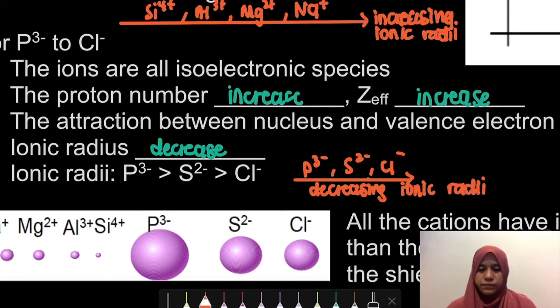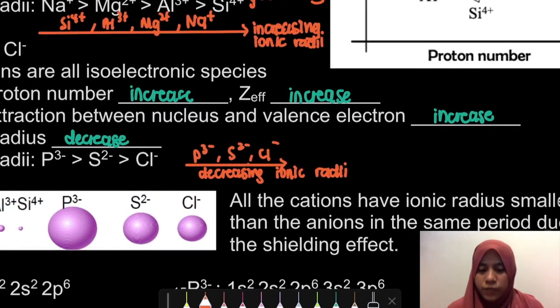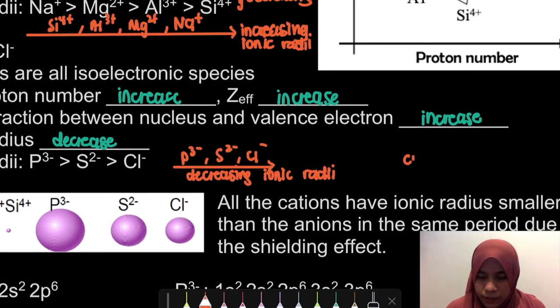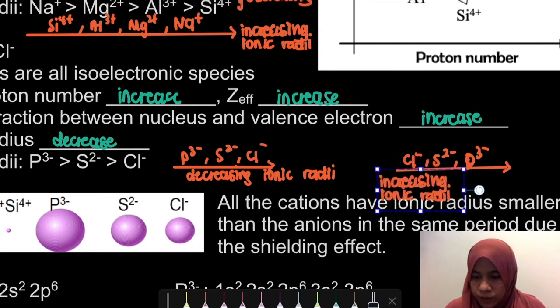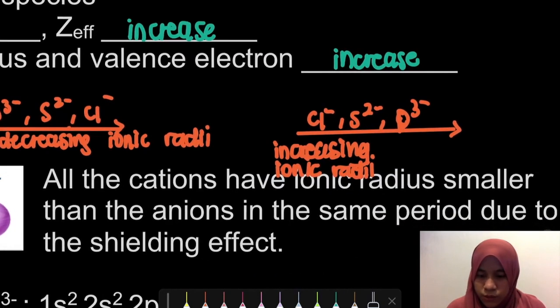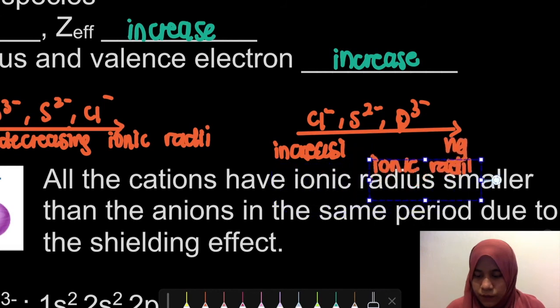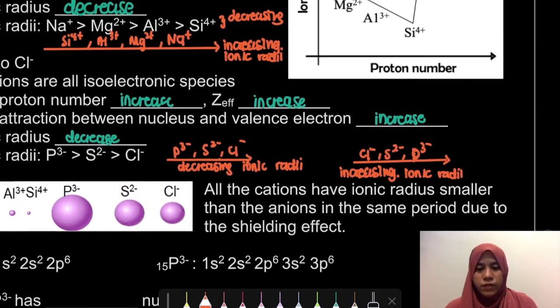Okay. But, here, we can also, if you want to do increasing ionic radius, it means the reverse. Meaning, from Cl- to S2- to P3-, it is actually increasing ionic radii. Okay. So, if you are unsure, if you don't want to write down bigger than, smaller than, you could also just write down a comma and then draw the arrow as well, increasing or decreasing ionic radii. Okay, so that's for the case of period 3.